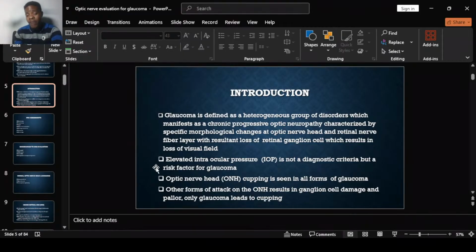But that is a topic for another day. Let's focus on what we have here today. So the optic nerve head cupping is seen in all forms of glaucoma. So every time we look at glaucoma, whether it is normal tension or whatever form, there will always be a form of cupping, which is important to note. Other forms of attack on the optic nerve head result in cell damage and pallor. Only glaucoma leads to cupping. Only glaucoma leads to this cupping we are looking at.